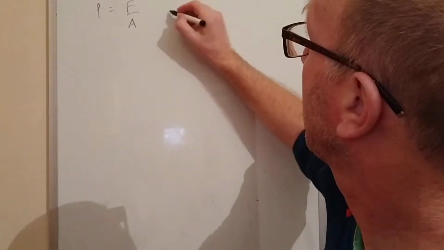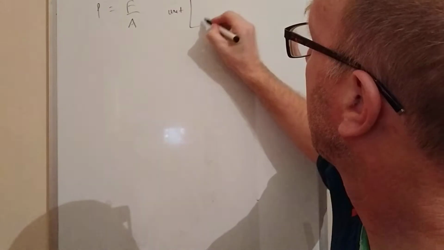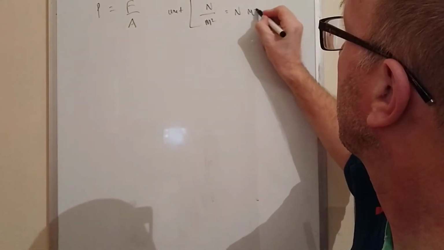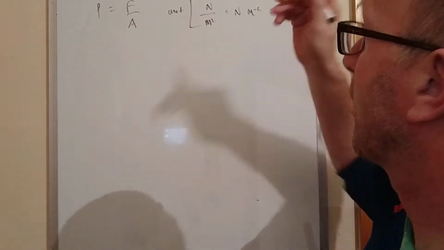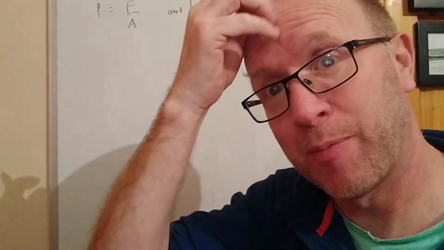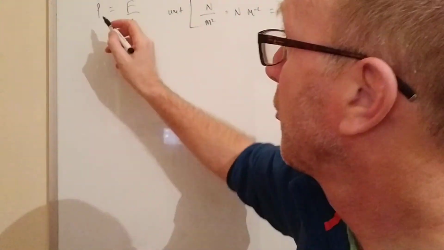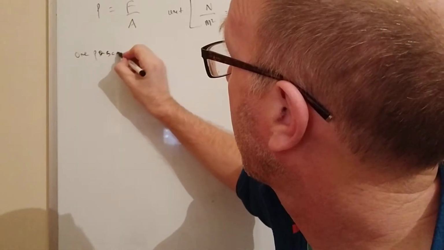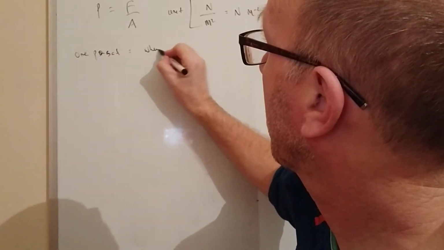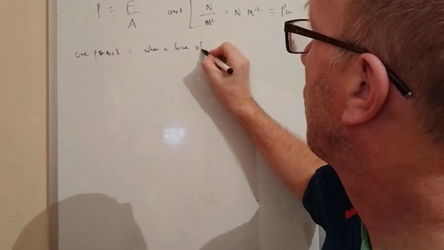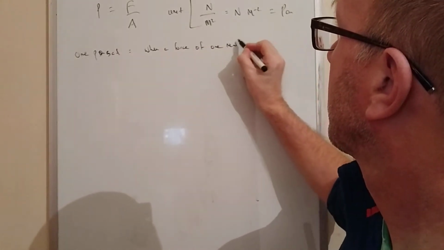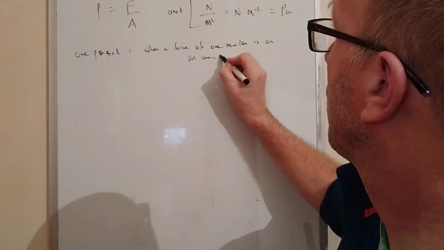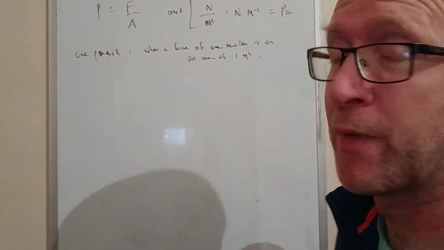The unit is a Newton divided by meter squared, or newtons per square meter, but we call that a Pascal. And we have to be able to define a Pascal, or we just put in the numbers. So we say 1 Pascal is when a force of 1 Newton is on an area of 1 square meter. That's it.